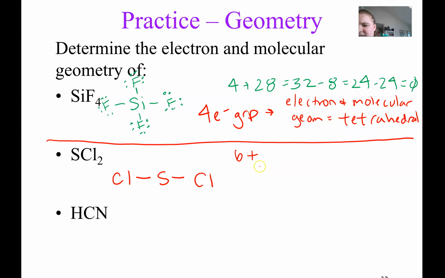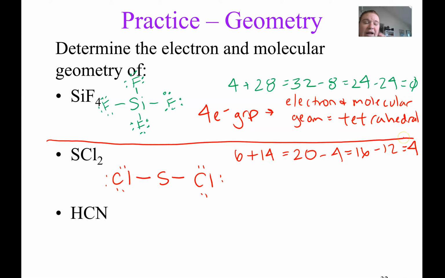My sulfur provides six electrons. Each chlorine is seven. There's two of them, so it's 14. 14 plus six gives us our 20. I've already used four because of the bonds I made, so I have 16 left. 1, 2, 3, 4, 5, 6, 7, 8, 9, 10, 11, 12.